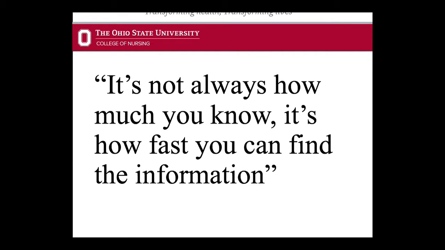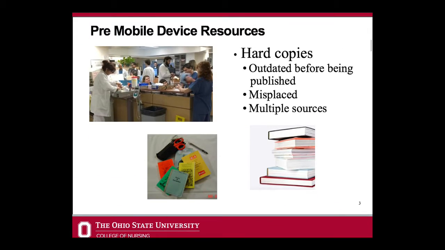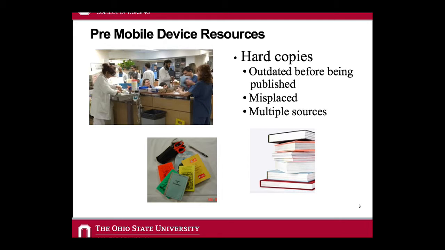It's not always how much you know, it's how fast you can get to the information. Pre-mobile device resources were hard copies, outdated before they were published, they were misplaced, there were multiple sources, so it was really difficult to figure out where you saw the information.